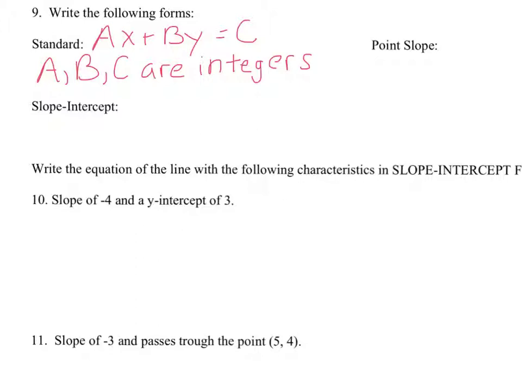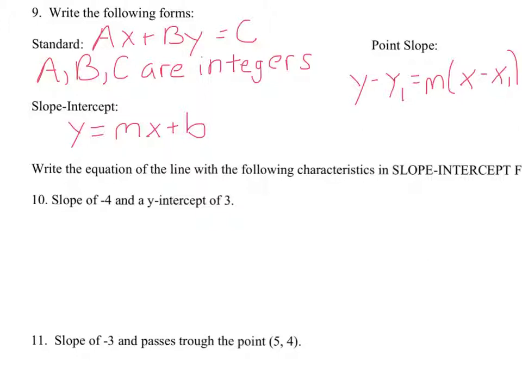The next form we have is slope-intercept form, which is y equals mx plus b. And then our third form for a linear equation is point-slope form, and that is y minus y1 equals m, which is the slope, times x minus x1, and x1 and y1 is our point that the line goes through.